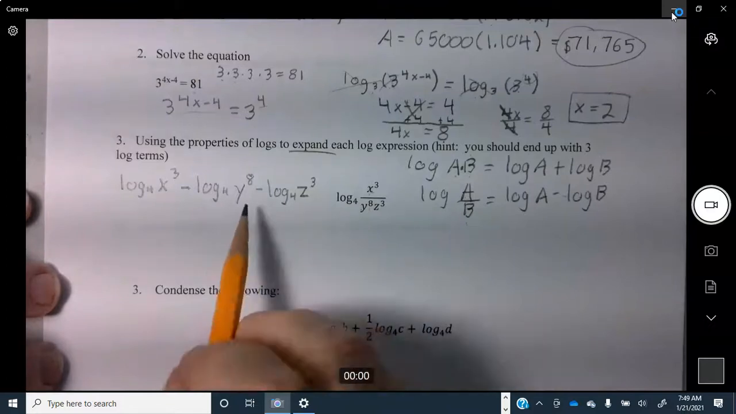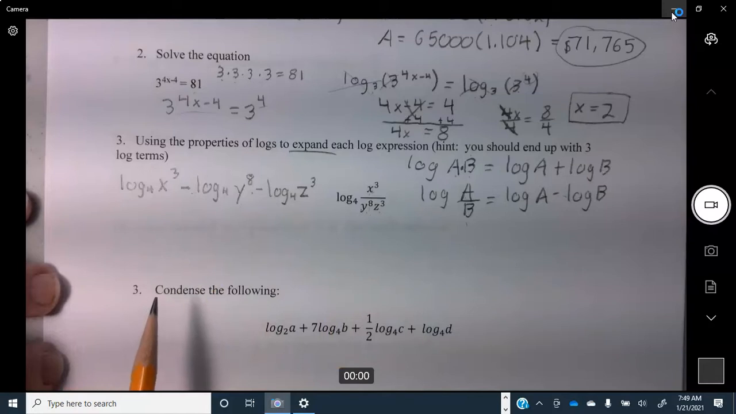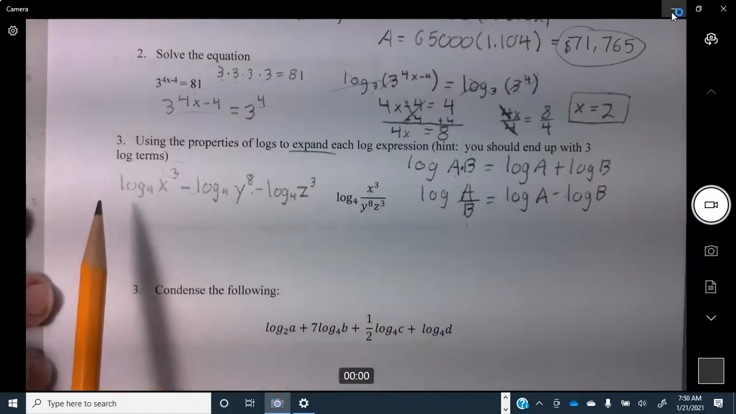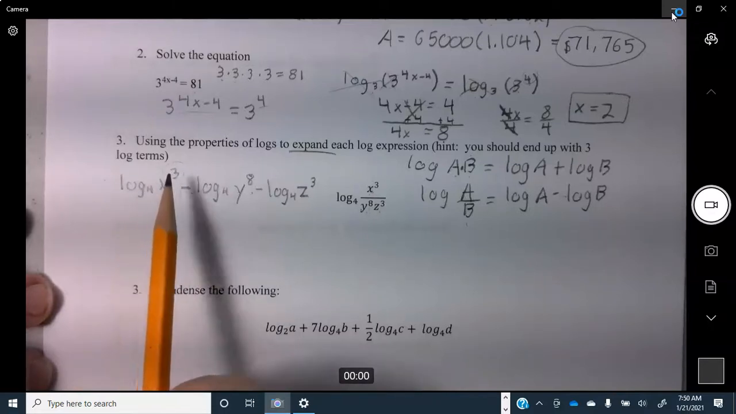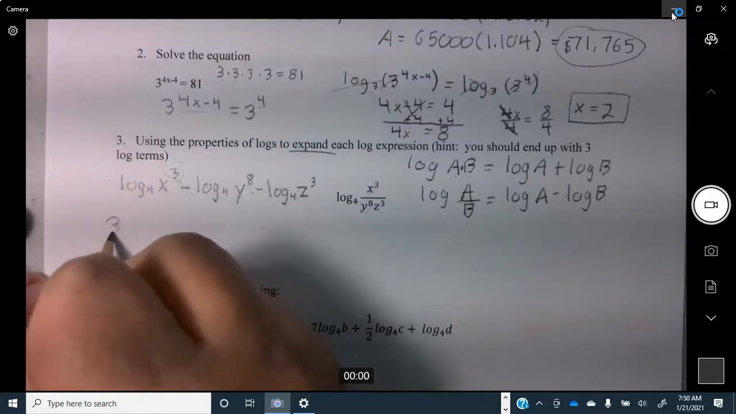Okay, and that's what that would look like. There's 2 subtractions because both of these are on the bottom. The only other step is you take the exponent and you put it out in front. That's a principle of logs. If you have an exponent inside of a logarithm, you can take that exponent and put it out here. So it's going to look like this.